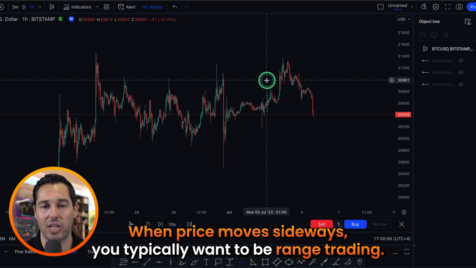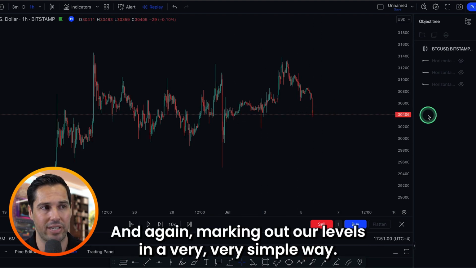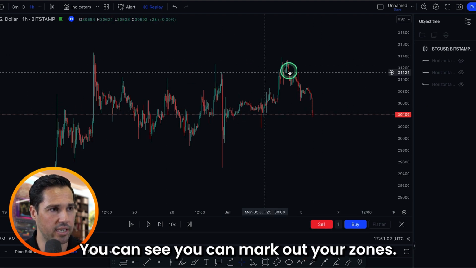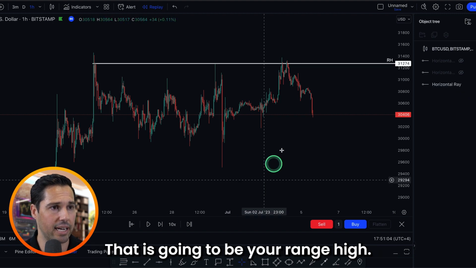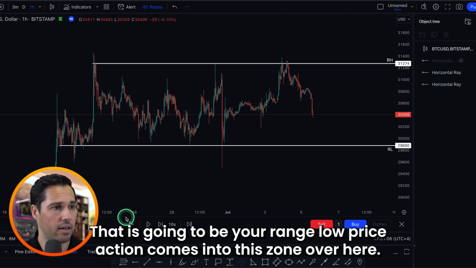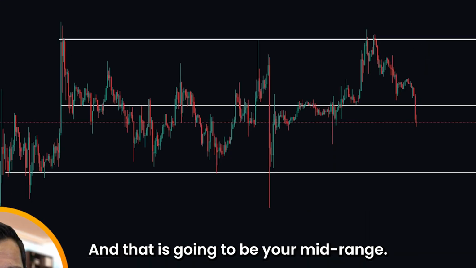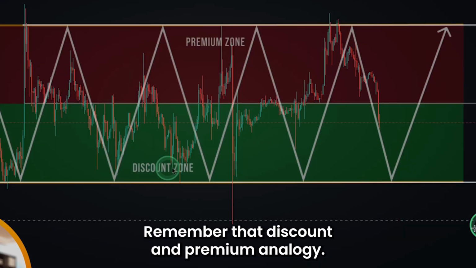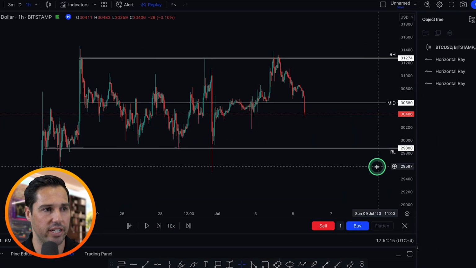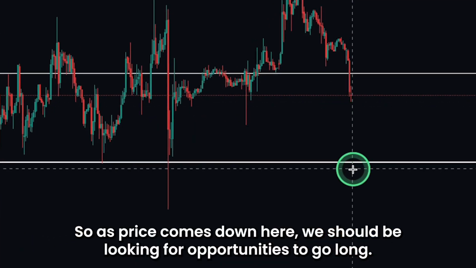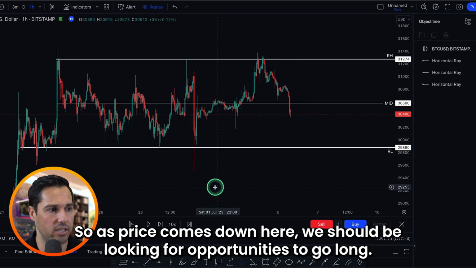When price moves sideways, you typically want to be range trading. And again, marking out our levels in a very, very simple way. You can see, you can mark out your zones. That is going to be your range high. That is going to be your range low. Price action comes into this zone over here, and that is going to be your mid-range. Remember the discount and premium analogy. So as price comes down here, we should be looking for opportunities to go long.